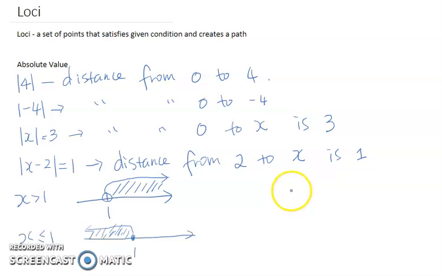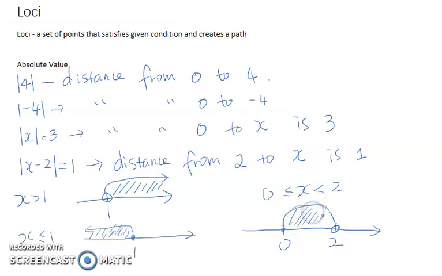Now let's have a look at another example. What if I have x is less than 2 and greater than or equal to 0? Now we know that this x is between 0 and 2. It includes 0, so I use the solid dot. It doesn't include 2, so I use the empty circle here. And it's between 0 and 2, so I can draw a curve here saying it's between, and I'm going to shade this part.